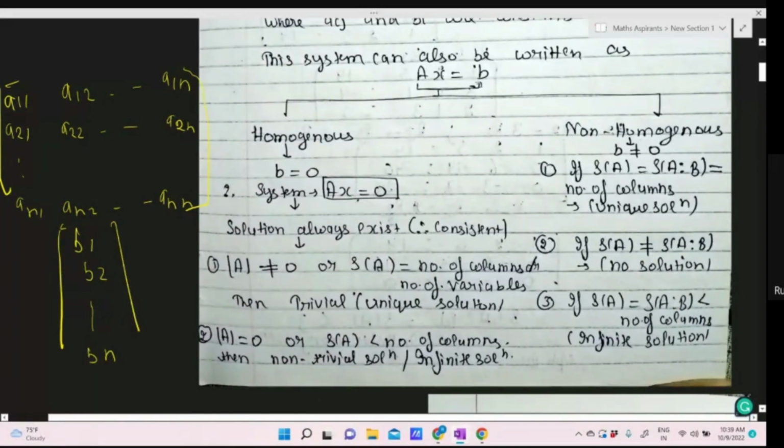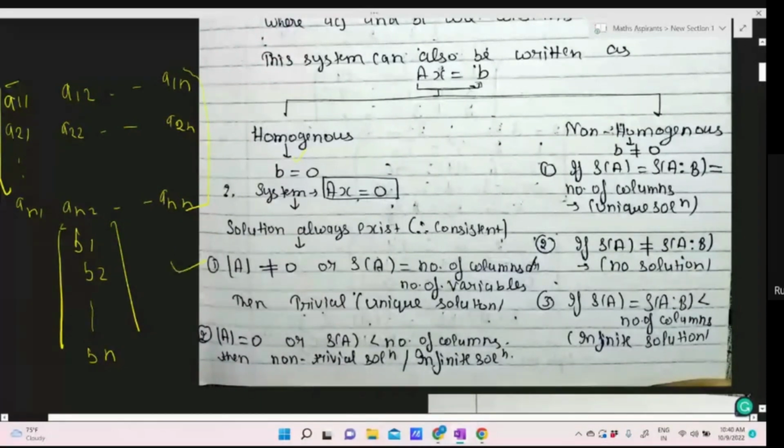Now we have two types of system. First one is the homogeneous system and second one is the non-homogeneous system. For the homogeneous part, we have B is equals to 0. Then the system reduces to AX is equals to 0. For the homogeneous system of linear equation, the solution always exists, so we can say that the homogeneous system is always consistent. Now two cases arise: either it has a unique solution or it has infinitely many solutions.